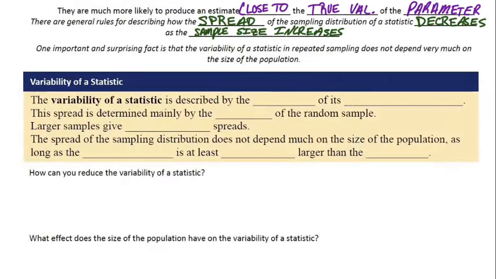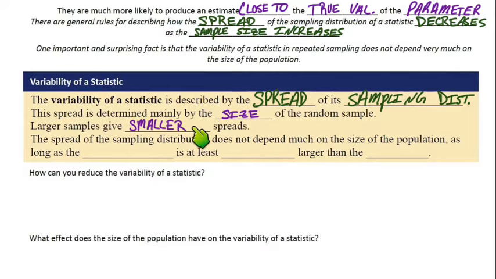It says the variability of a statistic is described by the spread of its sampling distribution. So remember, if we stack up all the x-bars from each kid or stack up all the p-hats, that's our sampling distribution. The spread is determined mainly by the size of the actual sample taken by each kid. Larger samples give smaller spreads, right? We just looked at that. The spread of the sampling distribution does not depend much on the size of the population. That might come as a surprise to you, as long as the population is at least 10 times larger than the sample.